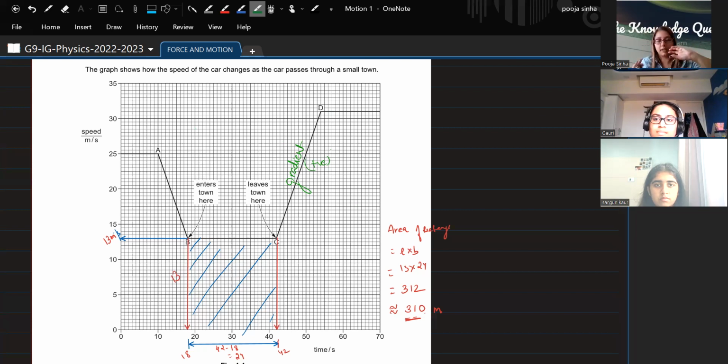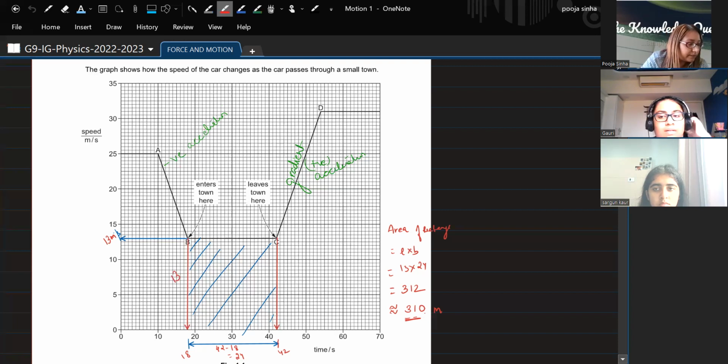We know that if there is a positive gradient, then it is always an acceleration. And if there is a negative gradient, then it is called negative acceleration, or I have other names also. Either I call it negative acceleration, or it is called deceleration, or it is called retardation. Are you getting it? Right?